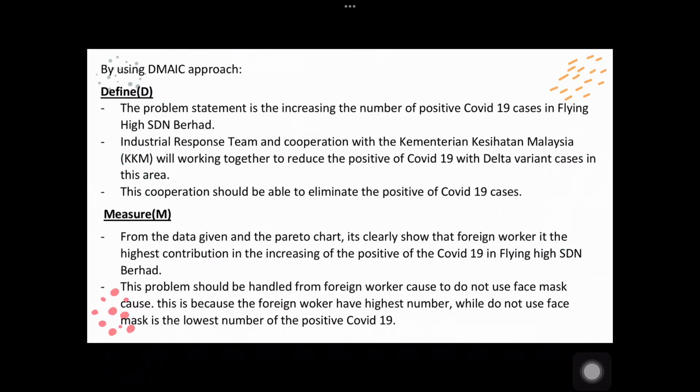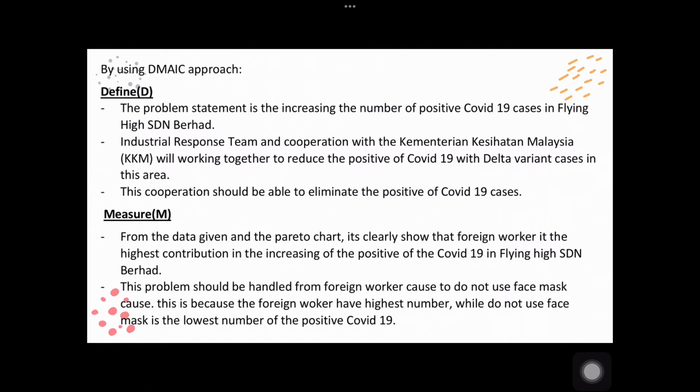By using the DMAIC approach, the first methodology is Define. The problem statement is the increasing number of positive COVID-19 cases in Flying High Sendirian Berhad. The Industrial Response Team, in cooperation with the Kementerian Kesihatan Malaysia (KKM), will work together to reduce the number of positive COVID-19 Delta variant cases in this area. This cooperation should be able to eliminate the positive COVID-19 cases.